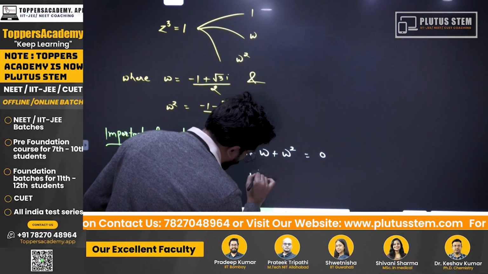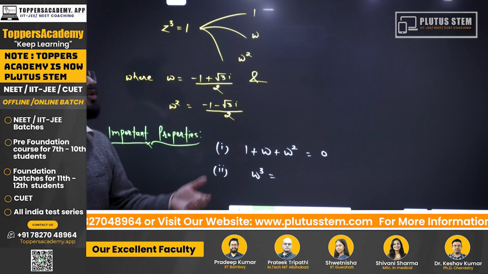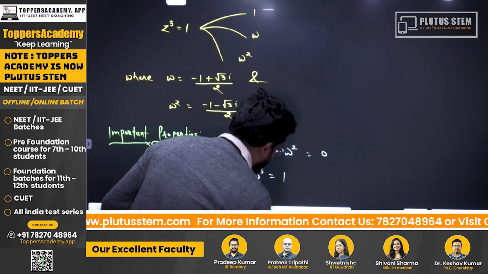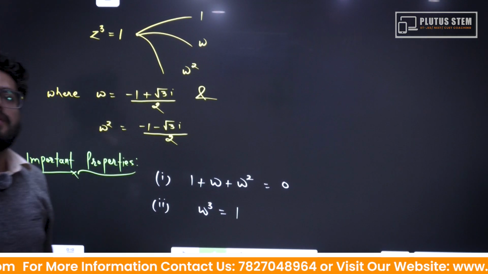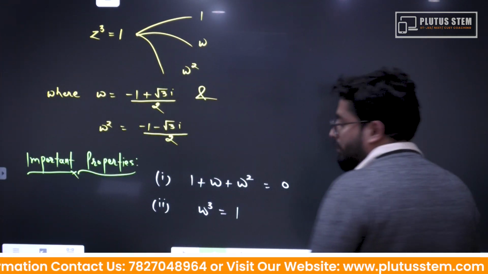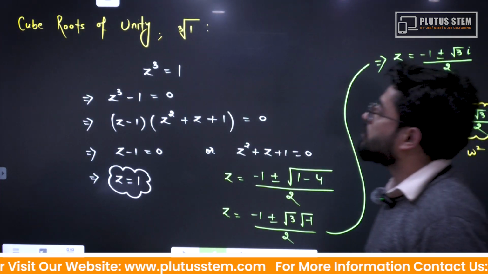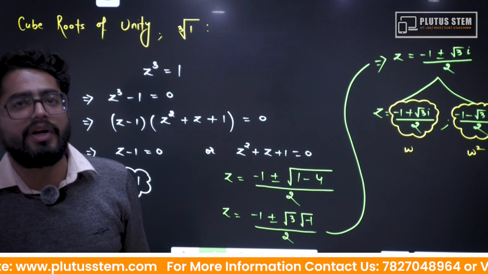The second one is omega cube. Omega is a root, so it must satisfy the equation. So omega cube will be 1. These are the two important properties: 1 plus omega plus omega square is 0, and omega cube is equal to 1. So that is about the cube root of unity.